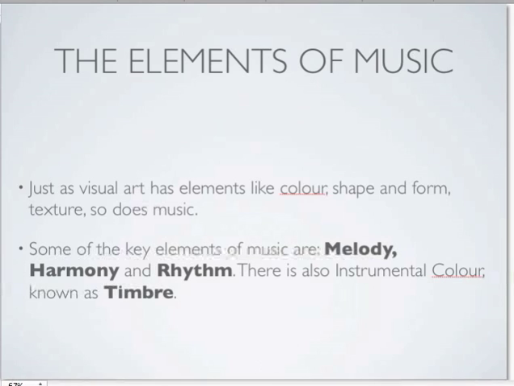A piece of music can always be broken up into its elements, and that may include melody, harmony, and rhythm. There is also timbre, which refers to the color or sound of the instruments playing the music. There are some other elements that we won't go into in this module.